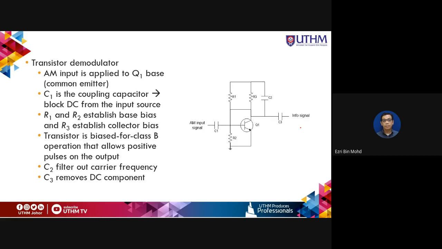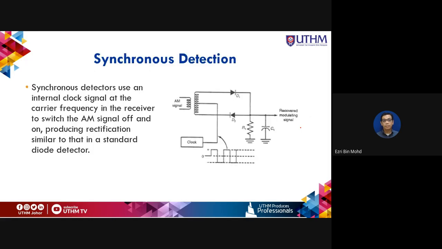R1 and R2 establish a base bias, and R3 establishes a collector bias. The transistor is biased for class B operation that allows only positive pulses on the output. The C2 function is to filter out the carrier frequency, and C3 function is to remove the DC component of the demodulated EM wave.